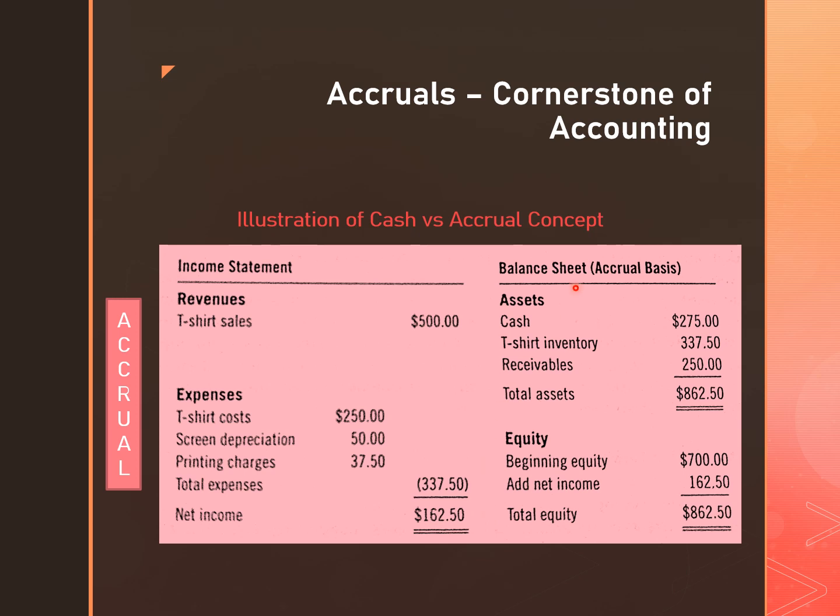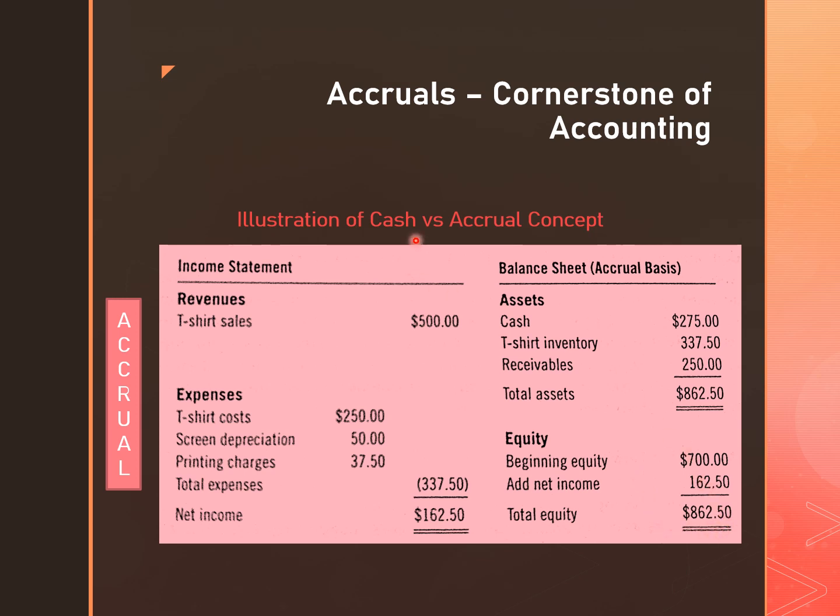And for the balance sheet, if it is prepared using accrual accounting, you will find that the cash is 275. The t-shirt inventory is 337.5, because this is the inventory, the unsold t-shirts, the closing inventory. The receivable is 250, which means that of the t-shirt sales of 500, 250 is cash and another 250 is the account receivable. So your total asset is actually 862.5. For the equity, the beginning equity is 700. The net income is 162.5, which comes from here, and then the total equity is 862.5.